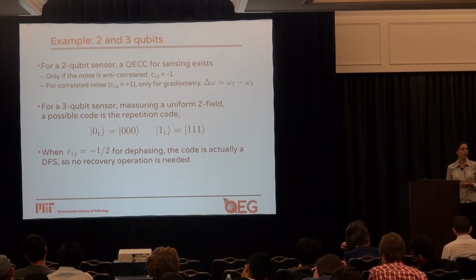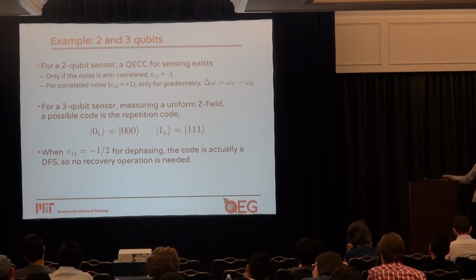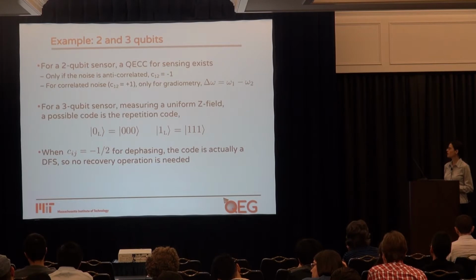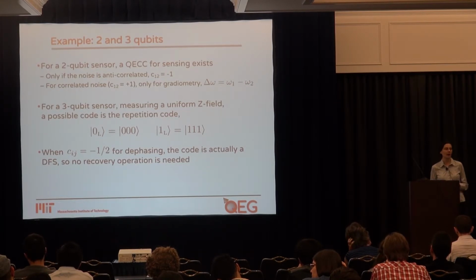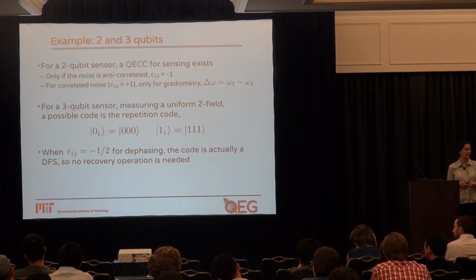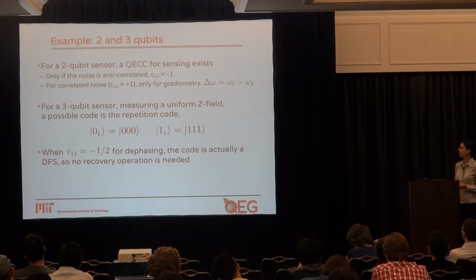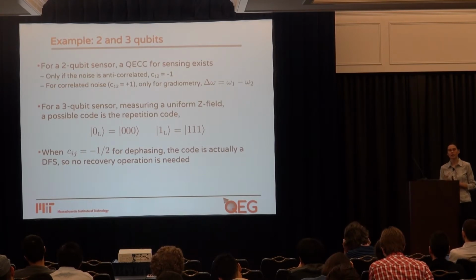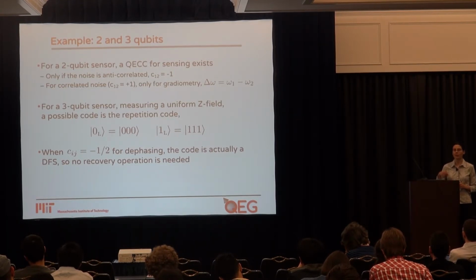So for each pair C_ij, the correlation is -1/2 for dephasing. And in that case, it turns out that the code itself becomes a decoherence-free subspace. So you don't even need recovery operations. So the system becomes directly protected against this noise. And so you can just do your sensing without having to interrupt the sensing itself by these encoding and recovery operations.